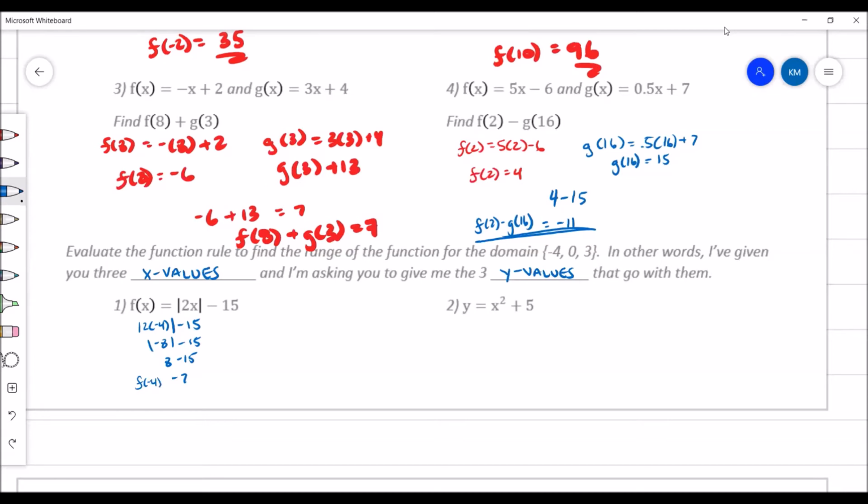Of 0, plugging 0 in would be a lot easier here. So f of 0, 0 minus 15, and that's just -15. And then for 3, plugging that in, we have f of 3 equals 2 times 3 minus 15, so 6 minus 15, which is -9.